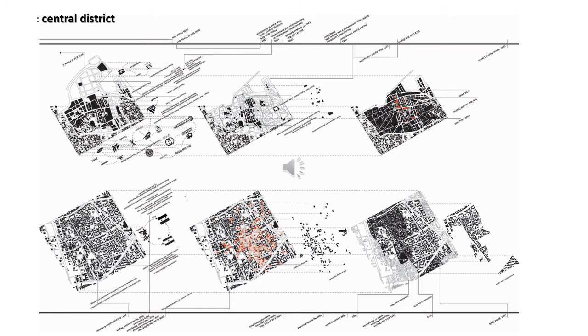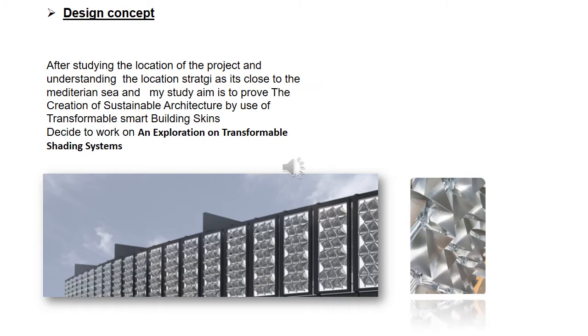Here we go about the central district, with the map changing over time from the 60s until 2020, our time now, and Beirut's development. Here we reach the design concept after studying the location and understanding the project and the location strategy, as it's close to the Mediterranean Sea and has amazing view corners. Connecting with the aim of this project to prove the creation of sustainable architecture by use of a transformable small building scheme, we decided to work on explorations of a transformable shading system.